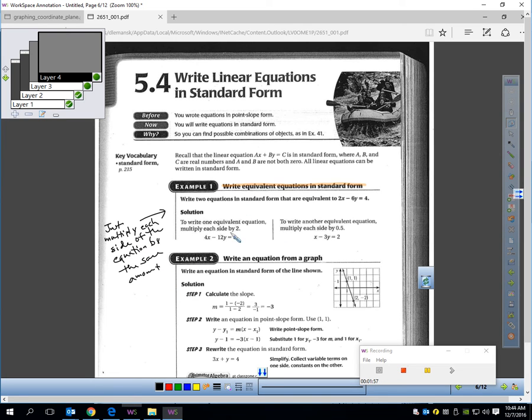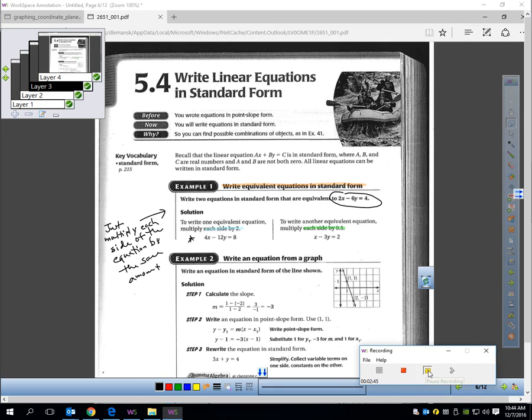Now, the book showed two examples of that. It said write two equations that are equivalent. So here's what the book did. They decided to take this equation that I'm circling, and they're going to multiply everything it says here in blue by 2. So look what they did. 2x turned into 4x, minus 6y turned into minus 12y, and 4 times 2 turned into 8. They just multiplied each side by 2. So here is an equivalent equation. And here's another equivalent equation. They decided to multiply everything by a half. So they multiplied 2 by half and made it 1x, negative 6y by half and made it minus 3y, and 4 by half is 2.